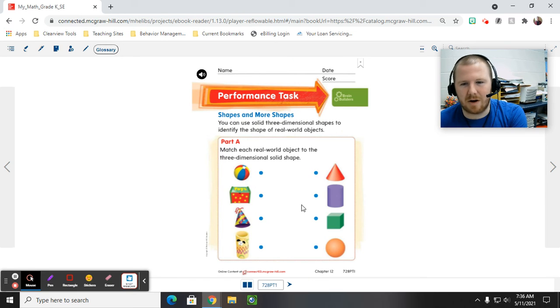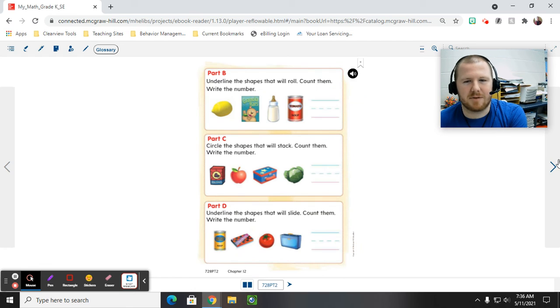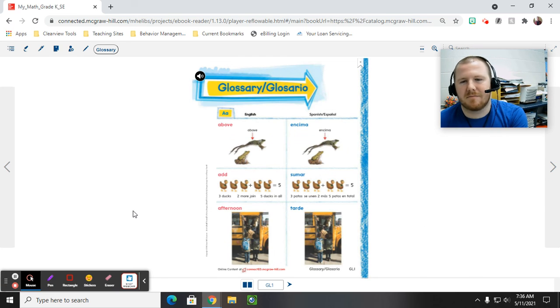You can do this part on page 728 where you match those objects. Super easy. It says underline the shapes that will roll and then count how many of the objects will roll and then write that number. Same thing with this is the stacking. How many of these will stack? Write that number down. And then with these, how many of them will slide and stack and then write that number down. So, I mean, yeah.